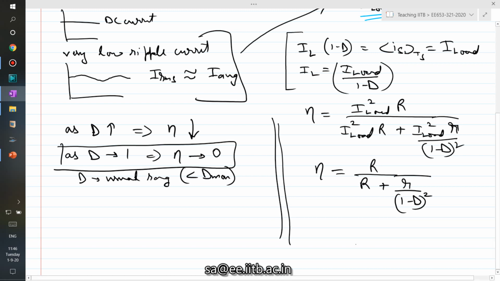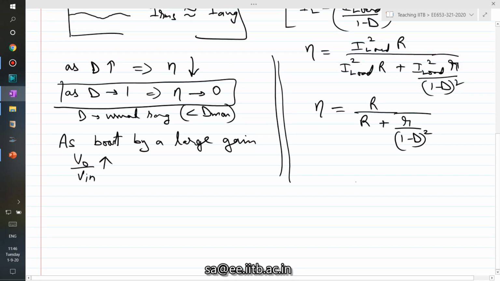Therefore, one thing you can see is, as we try to boost by a large gain, what does it mean? We mean that Vo by Vin we want to make large. How can we do it? We will only be able to do it by increasing the duty cycle. Why? Because it's a boost converter. For CCM, Vo by Vin is 1 upon 1 minus D. So if you want to increase the gain, you have to increase the duty cycle. And if duty cycle increases, efficiency reduces.